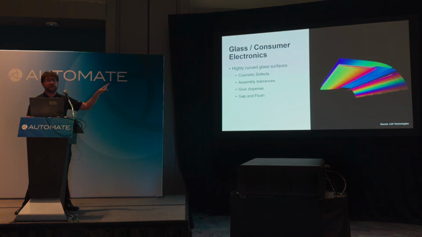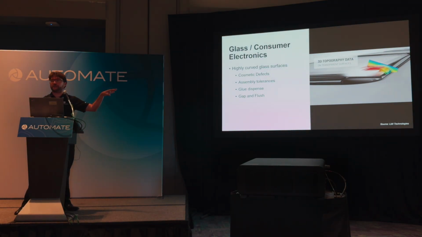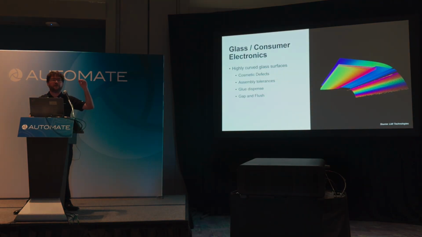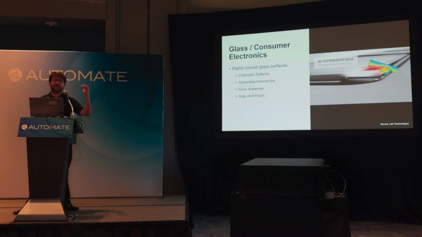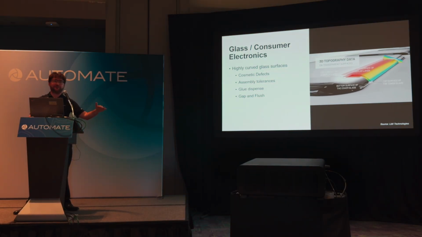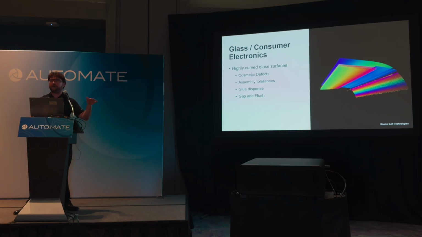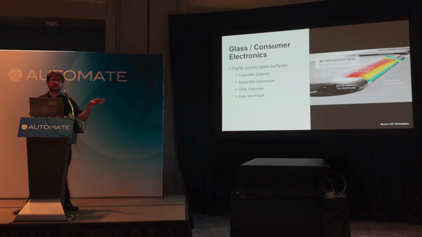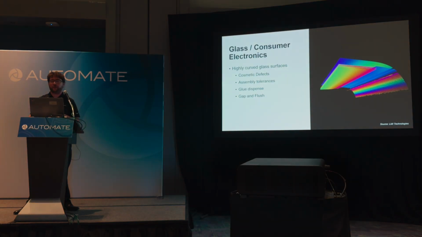Glue dispensing, gap flush, assembly tolerance to make sure that these processes are in control. You can imagine how difficult it can be if you want to reference where's the top of this clear glue bead relative to this highly polished metal surface. Possible, but very difficult to do with laser triangulation. Considerably easier to do with the improved data quality of a line confocal scanner.